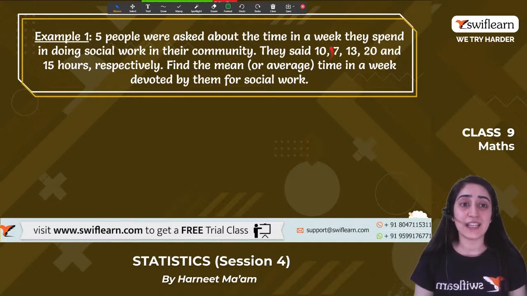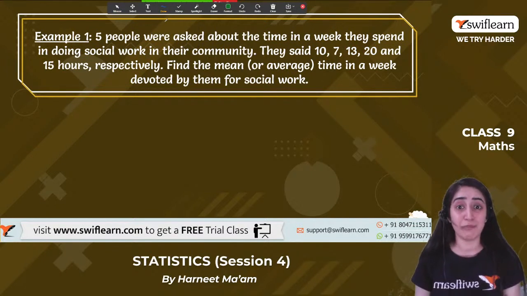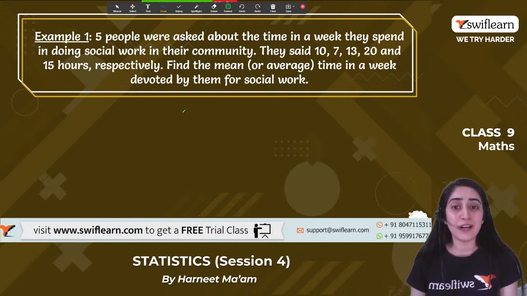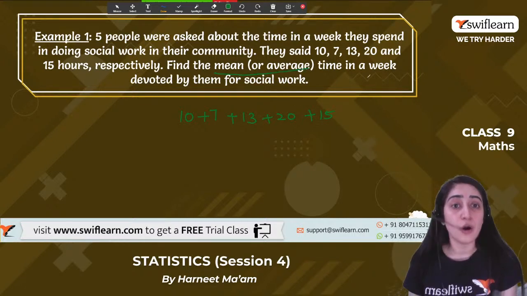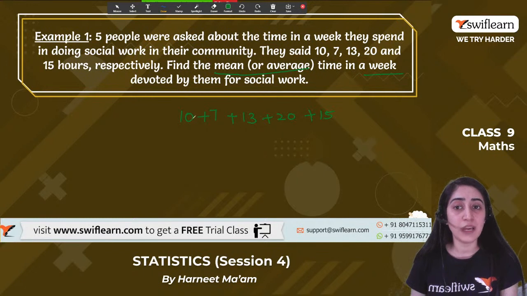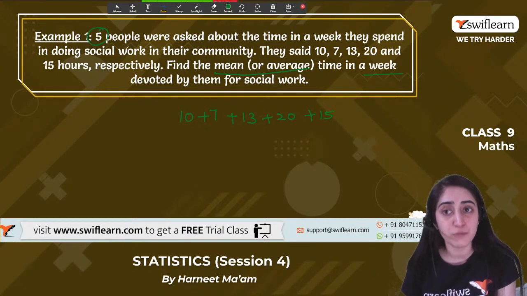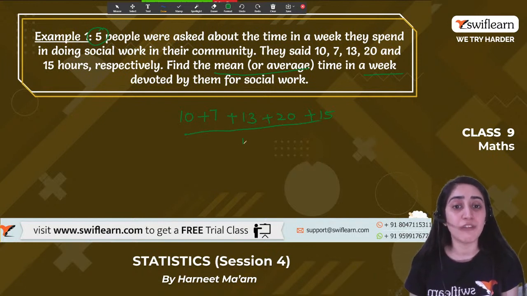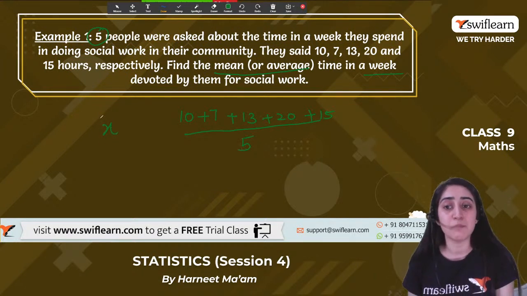So they said that 10, 7, 13, 20 and 15 respectively. So what did they say? Okay, Ankit, you gave me 13. So let's see. What we'll do, we'll add 10 plus 7 plus 13 plus 20 plus 15. Because what we have to do, we have to find out the mean of the week. So how many do we have? 1, 2, 3, 4, 5. So out of which how many people were there? Observations 5. So we'll divide by 5. So this is known as mean.